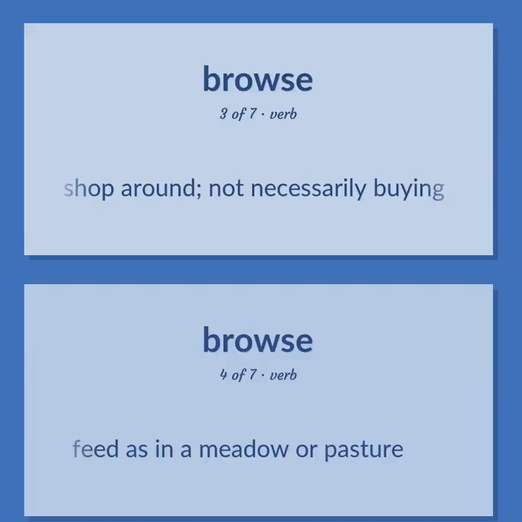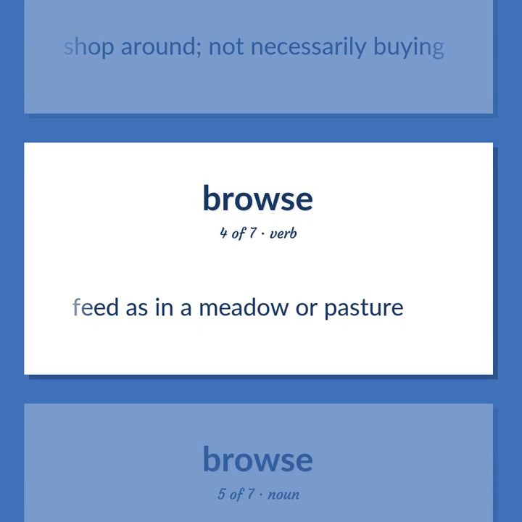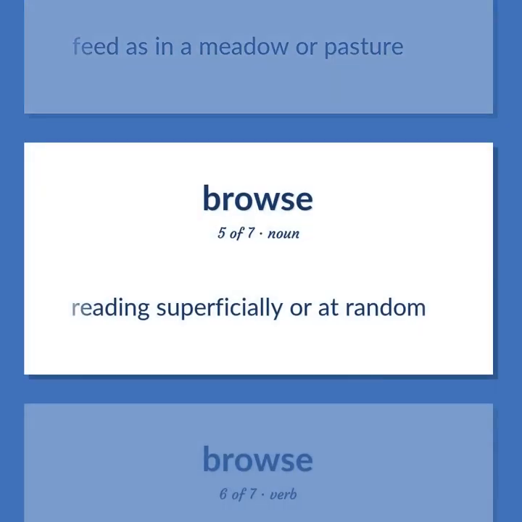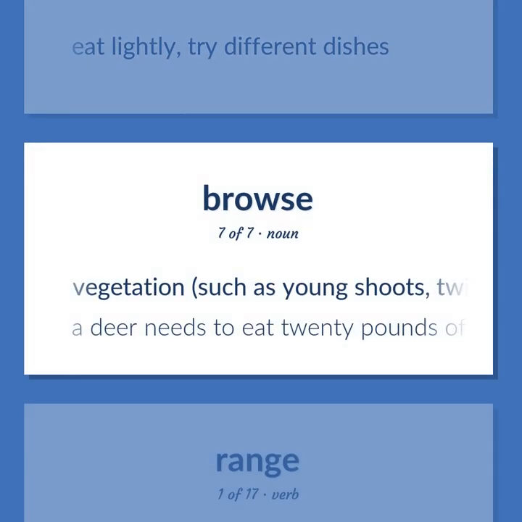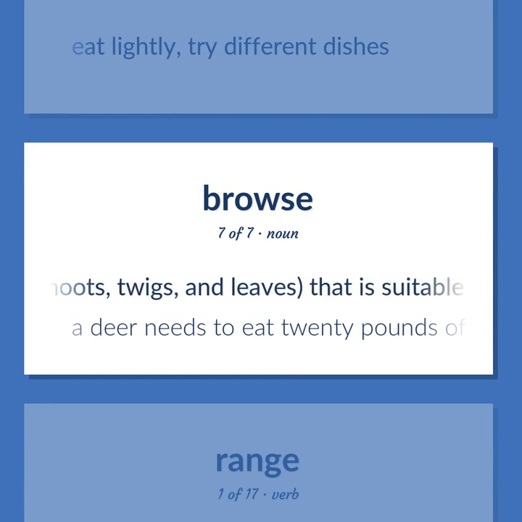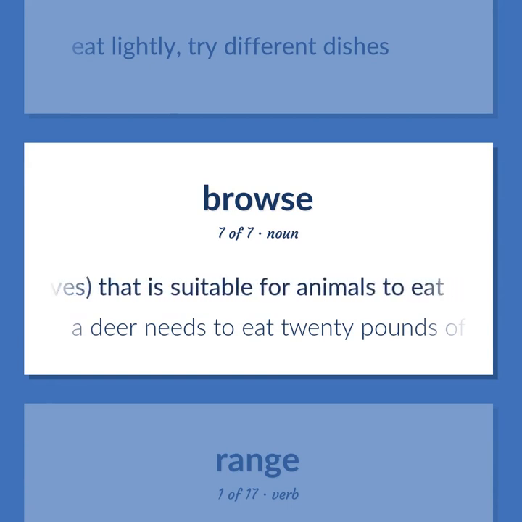Feed as in a meadow or pasture. Reading superficially or at random. Eat lightly, try different dishes. Vegetation, such as young shoots, twigs, and leaves, that is suitable for animals to eat. A deer needs to eat 20 pounds of browse every day.